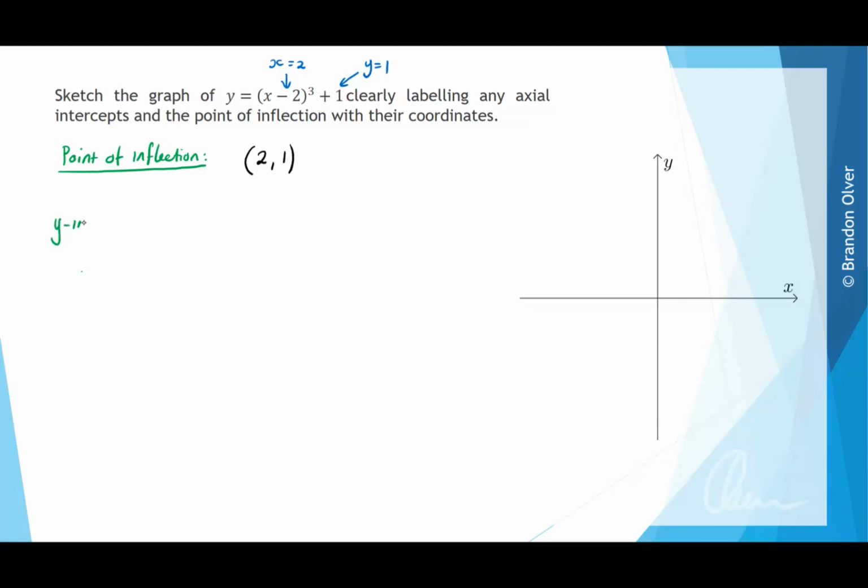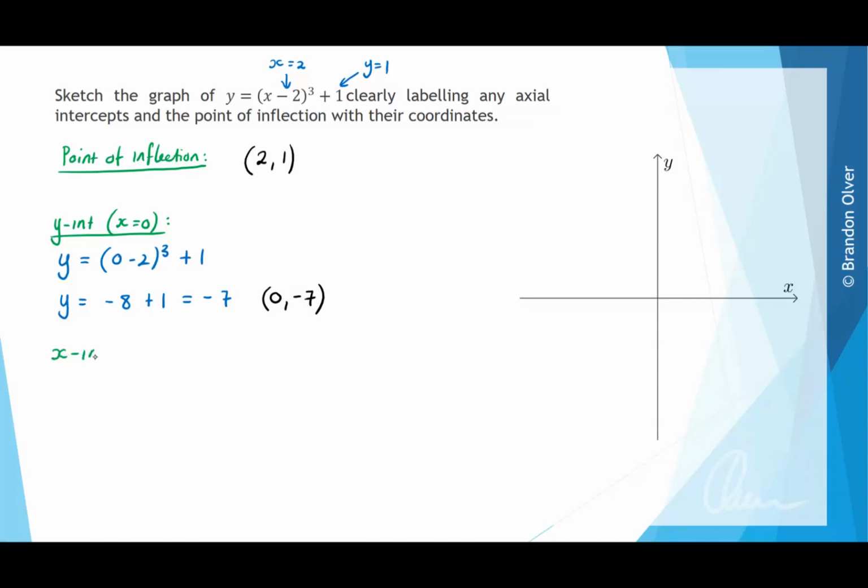Next, we can determine the y-intercept of this graph by letting x equal 0. So when x is equal to 0, we find y is equal to (0 minus 2) cubed plus 1. So y equals, and now (negative 2) cubed gives negative 8, plus 1, which equals negative 7. So the coordinate of the y-intercept is (0, negative 7).